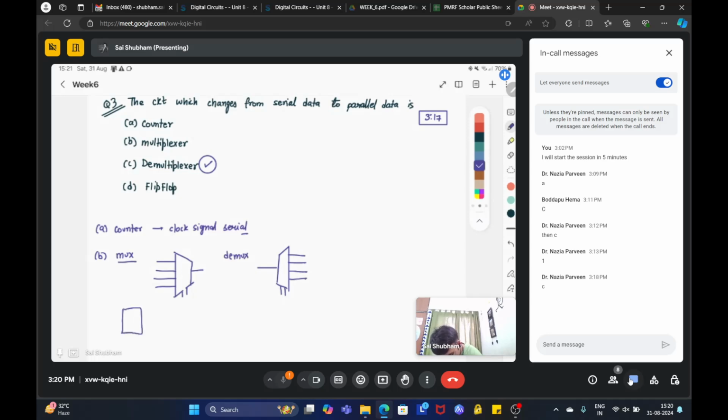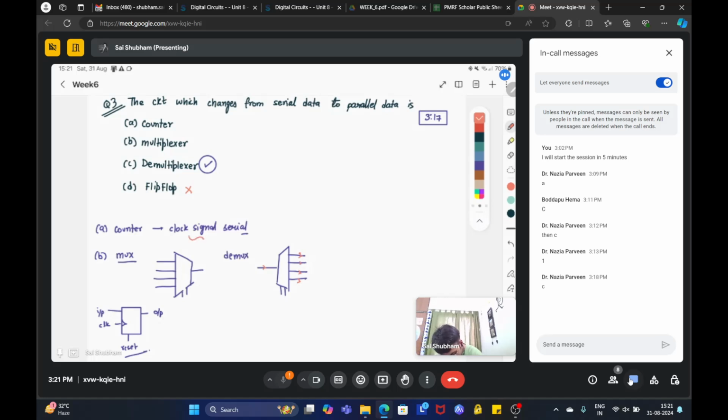A flip-flop is basically one single unit. This is your input, this is your output. You will have clock and reset. So flip-flop is not the answer. Demultiplexer has a single input and multiple parallel outputs, so this is your answer. Multiplexer cannot be your answer.